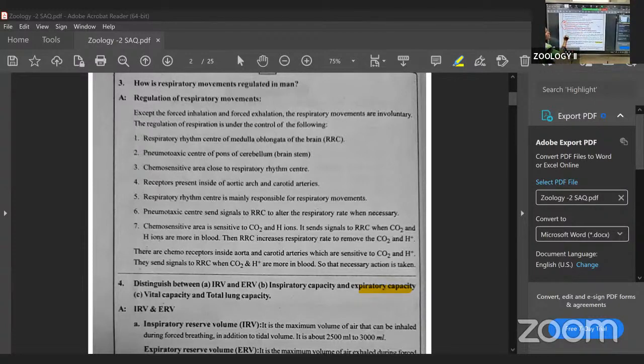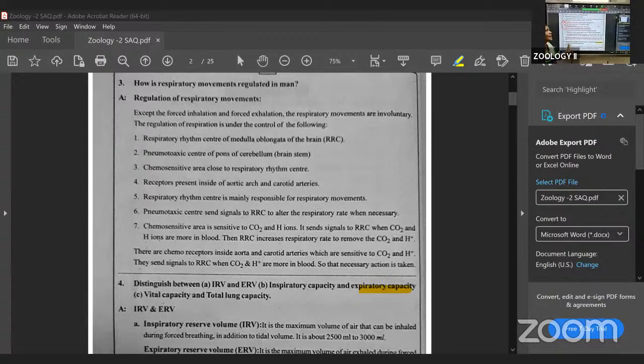Next one is the chemosensitive area. They are sensitive to carbon dioxide and H plus ions. They also communicate with the RRC; the respiratory rhythm center gives the response. Next are the chemoreceptors inside the aorta and carotid artery, which are sensitive to CO2 and H plus ions. They send signals to the RRC.